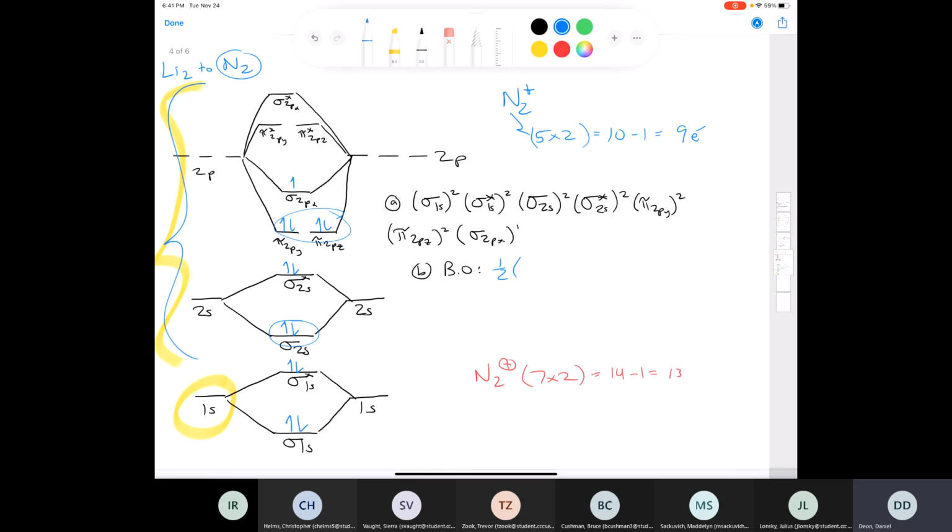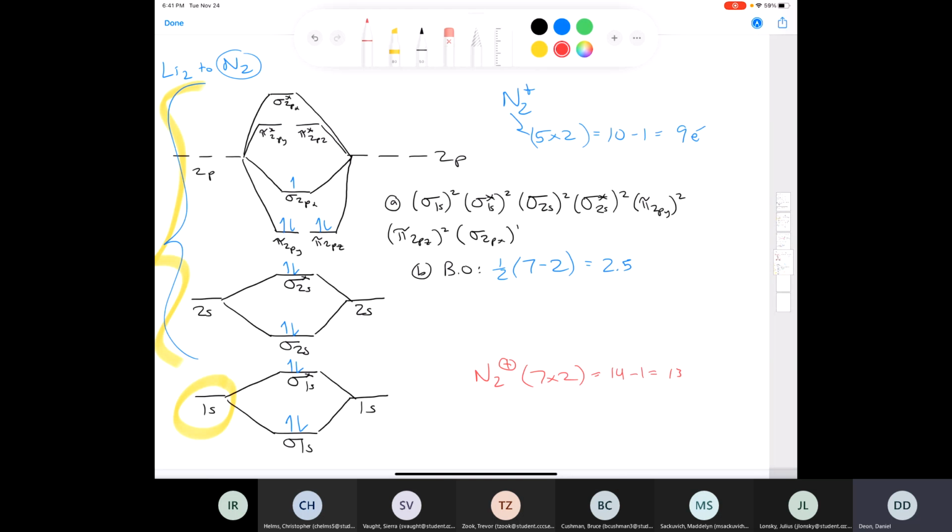1, 2, 3, 4, 5, 6, 7. Okay, there we go. So I've got 7 electrons in bonding, and I've got 2 in anti-bonding. So that's 7 minus 2, which is 5. 5 over 2 gives me 2.5.